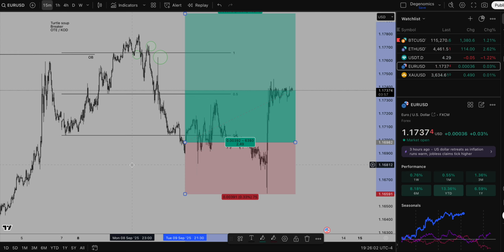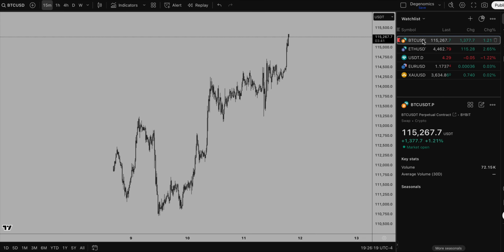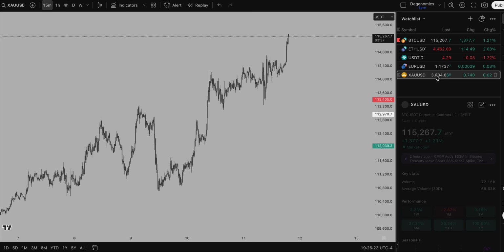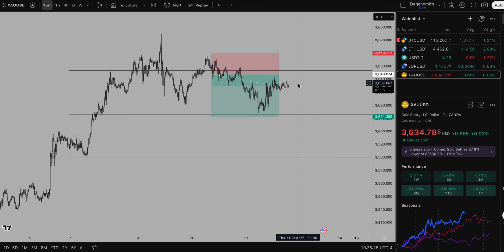I'm just saying look for clean CRTs as they form around order blocks. And when you're seeing that clean turtle soup, breaker block, OTE, the final kiss of death to get the final move down, it's clean. It's a clean model to use. The advice is take profit at 50%. Just take profit at 50%.